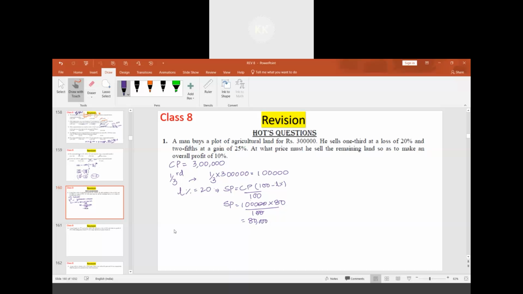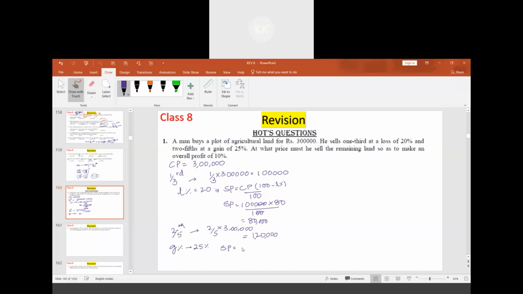Yes. And they have given that he has sold 2/5 of the land by making a gain. So first let us find out the cost price. 2/5 means 2 by 5 times of 3 lakh, which is 1,20,000. 1 lakh 20,000. And he is making a gain. The gain percent is given, which is 25%. So the selling price we can find out.